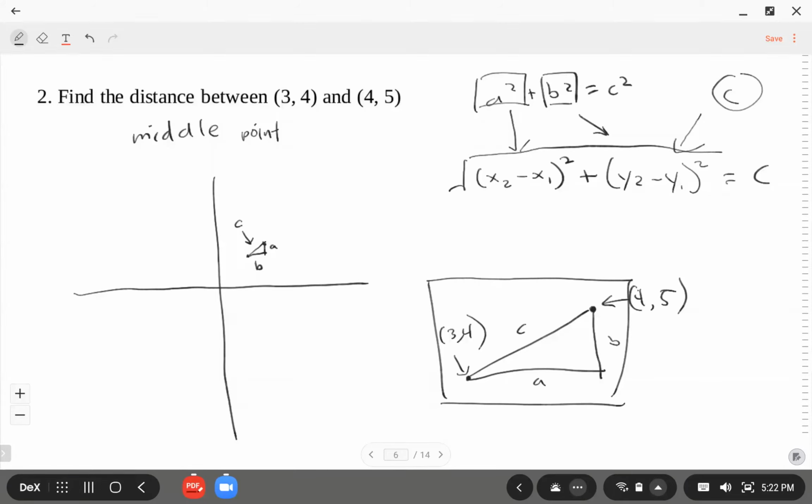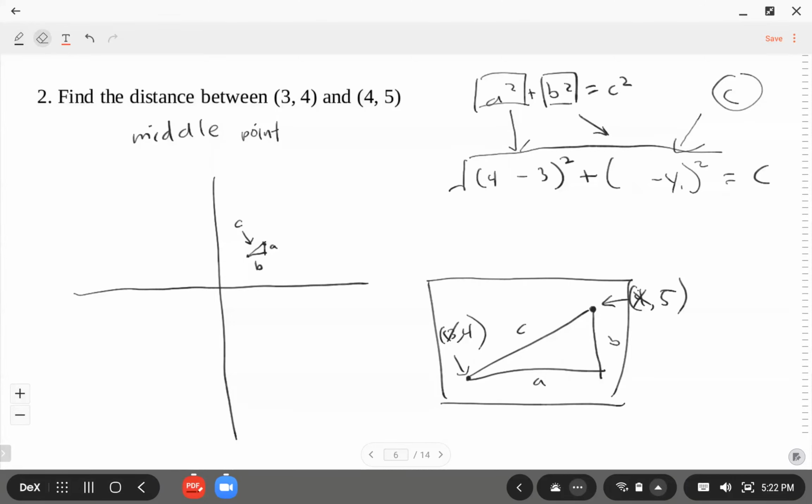So let's say x2 is 4, okay? So you have 4. And then x1 would be 3. So we've got these two numbers already. We have two more numbers, okay? The y-coordinate. So what is y2?